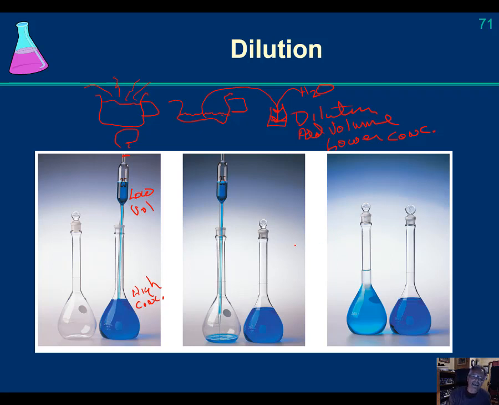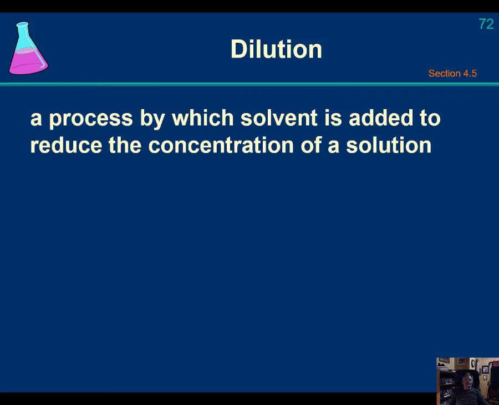And then what you do is you add solvent, in this case, water. So you add a bunch of water, and you can see that this has a lower concentration, but it has a higher volume. And you can do this very precisely by controlling the concentrations and volumes in your calculation. So what we're going to use is a formula, and it's called the dilution formula. It's just a process by which solvent is added to reduce the concentration of a solution.